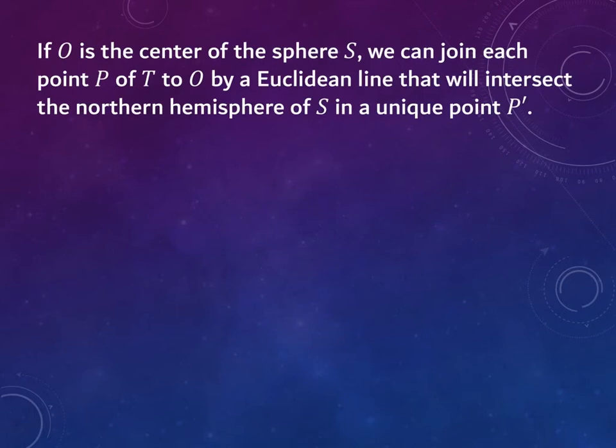O is the center of the sphere. And we have points P of T that we can join to O. I'll draw it in a minute. We're going to join them to that center by a Euclidean line that will intersect the northern hemisphere of the sphere at a unique point P prime.